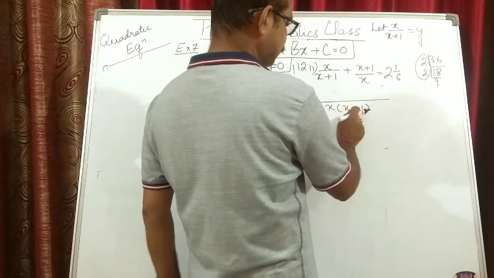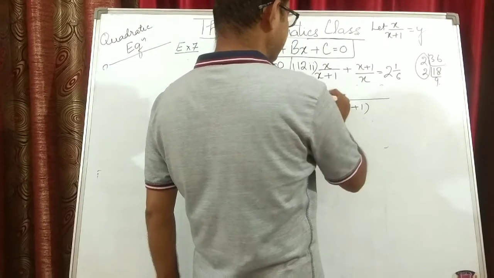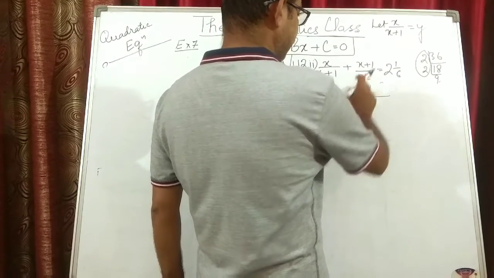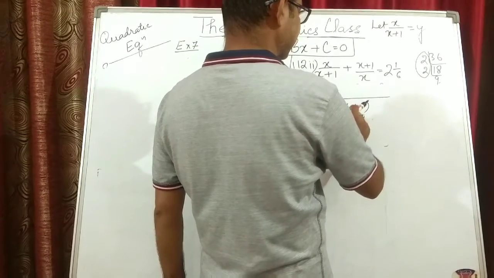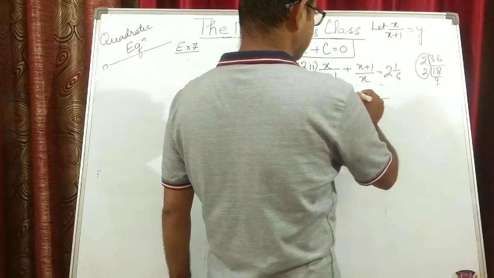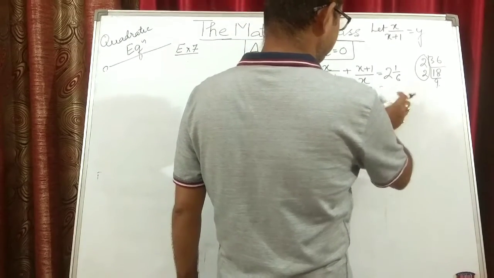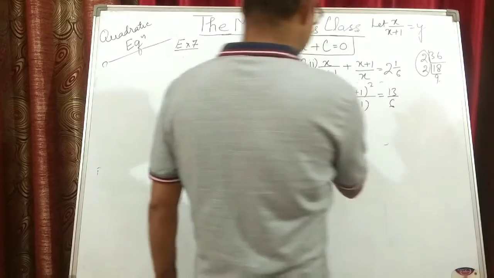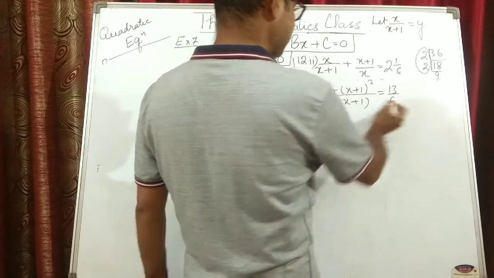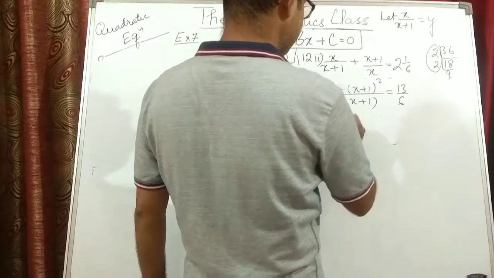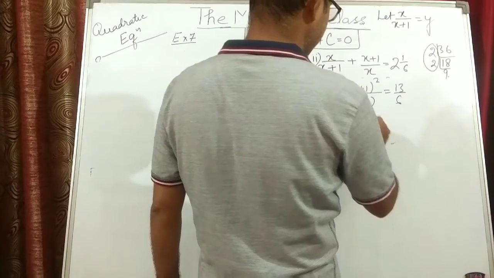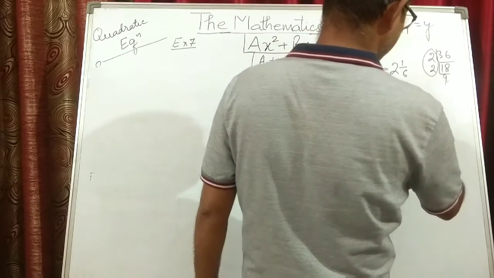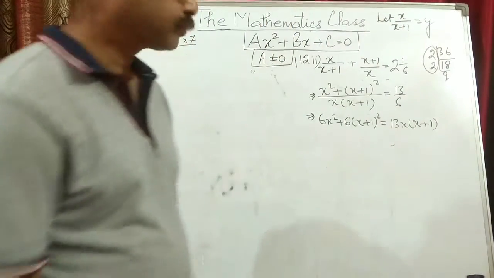Now x plus 1 divides x plus 1, what is left? x. x into x is x square. Similarly, x divides x into x plus 1, what is left? x and x cancel, x plus 1 is left. x plus 1 into x plus 1 is x plus 1 whole square, is equal to 13 upon 6. Now, cross multiply: 6x square plus 6 times x plus 1 whole square is equal to 13x into x plus 1.